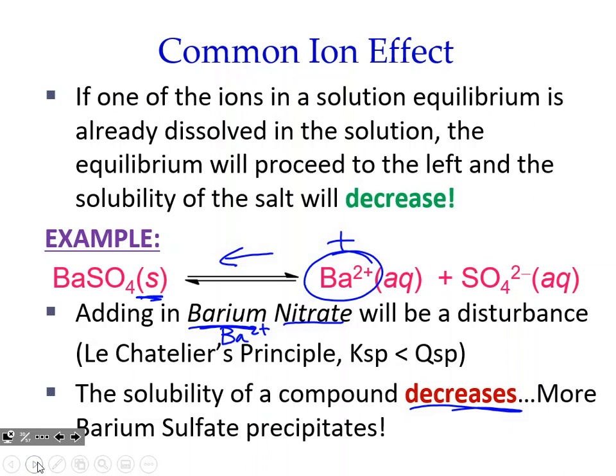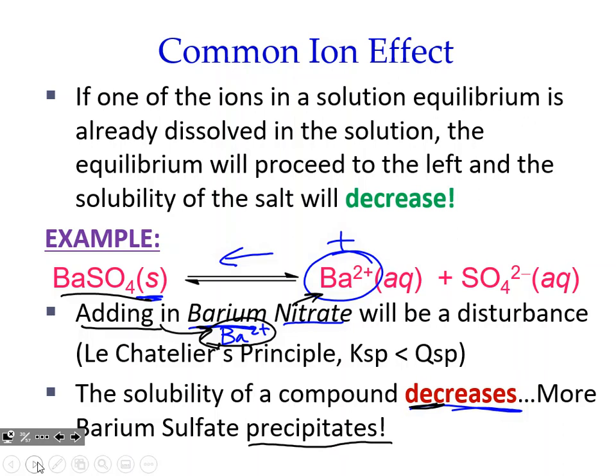In this particular example, the system was set up to be the barium sulfate. It had been dumped in water and it reached equilibrium and was saturated. Then we came along and added in some barium nitrate. Well, that of course means the barium from the nitrate is the common ion. So we added in more barium. We basically added in product, it shifts left towards the reactant, so you have precipitation, which is decreasing that solubility.